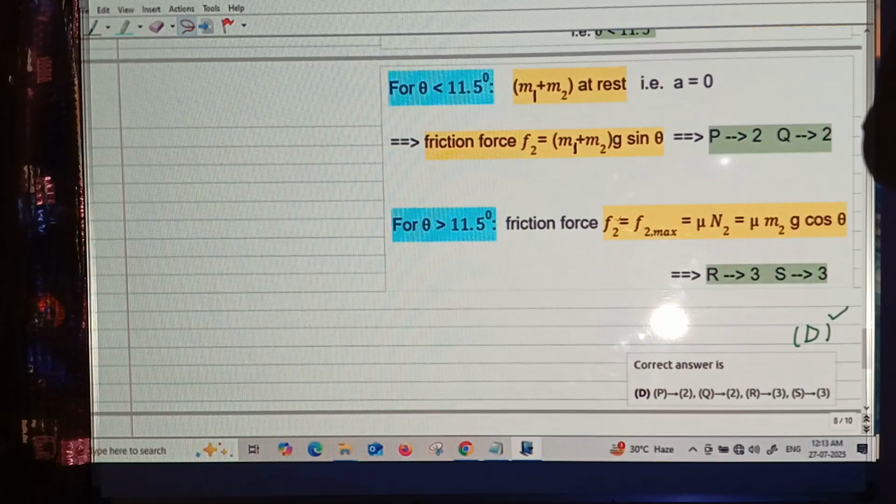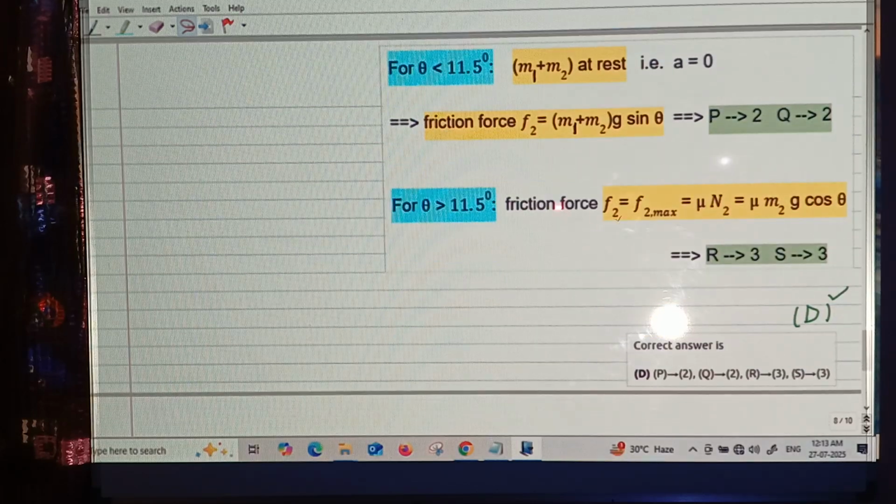And when the inclination is increased beyond 11.5, the blocks will start moving. So obviously the friction will become the kinetic friction, which is mu times the normal reaction. So mu M2 g cos theta. Only the friction is between the second block and the inclined plane. For the first block and the inclined plane, the friction force is 0. So R will match with 3 and S will also match with 3. So the correct option is option D.